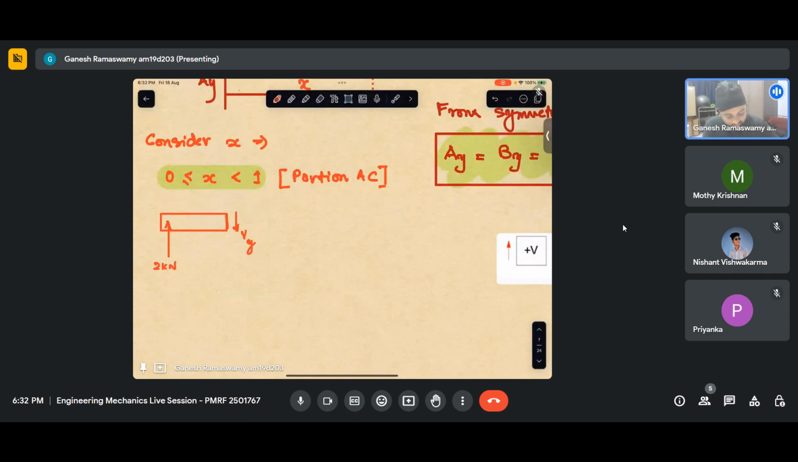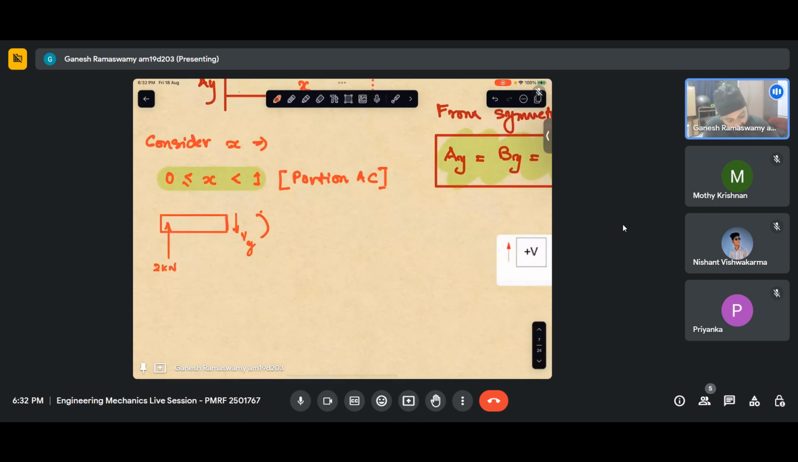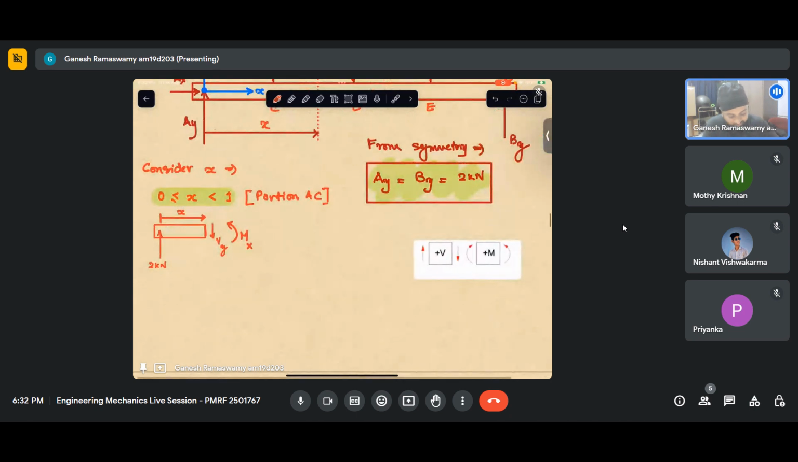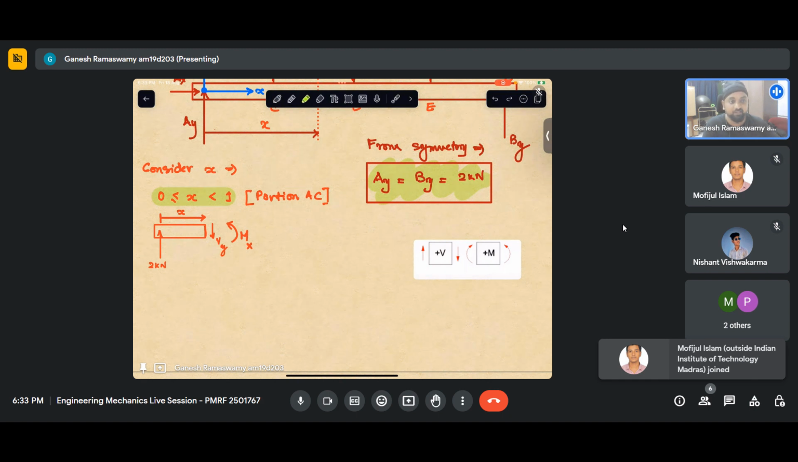Or rather, once I have put the shear force, I should also put the bending moment. This is a positive surface, so I'll put that as M, or rather Mx because this distance is x. I hope this is clear. So for portion AC, I have drawn the free body diagram, and according to my sign convention, I have put positive shear force and positive bending moment. If my answer comes out to be positive, it is in this direction. If my answer comes out to be negative, the direction needs to be reversed.